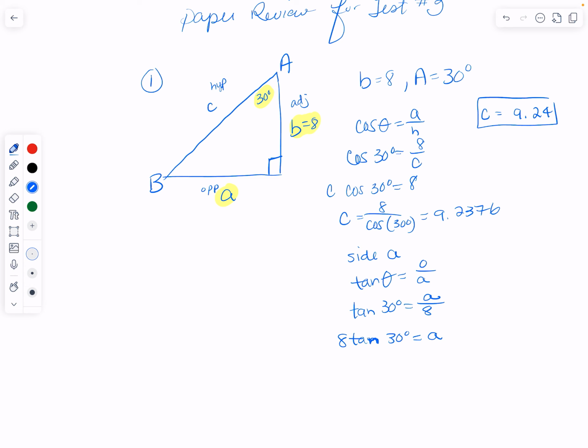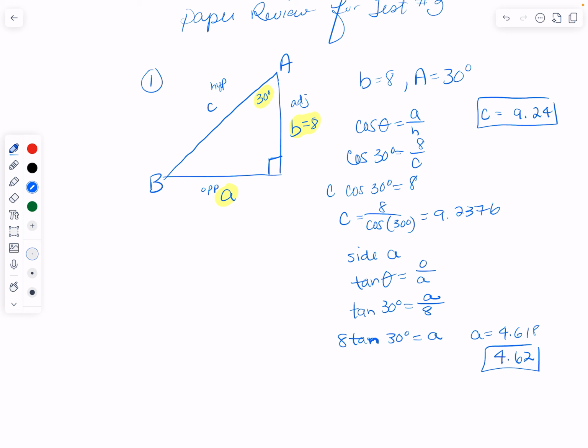Again, make sure that your calculator is in degrees. And when I do that, I get side A equals 4.618. Rounding to 2 decimals, it's 4.62. So now I have side A, side C, and now I just have to find angle B.